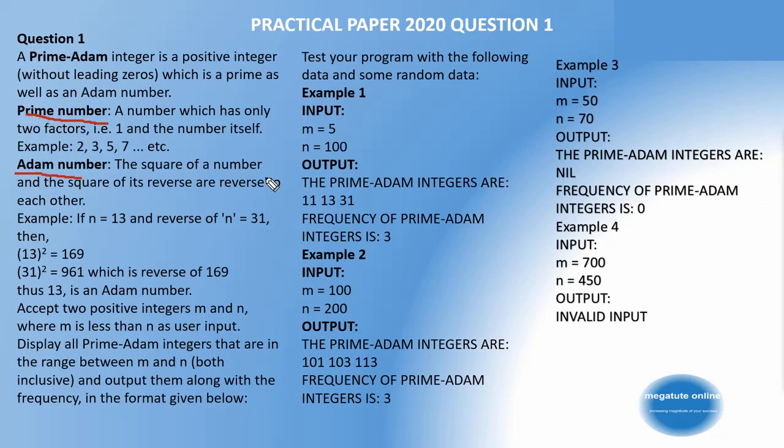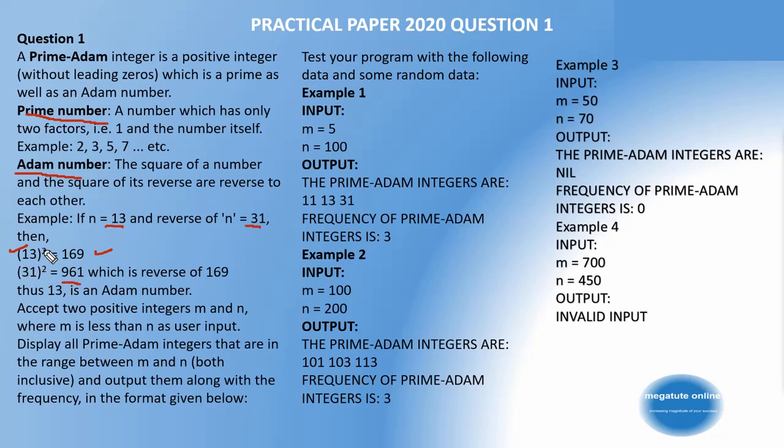What's an atom number? The square of a number and the square of its reverse. If you square the number, then reverse the square, they have to be the same. Like 30, reverse is 31. Then you square 30, it becomes 169. Right? And then you reverse 169, it becomes 961. That 961 should be equal to the square of 30.